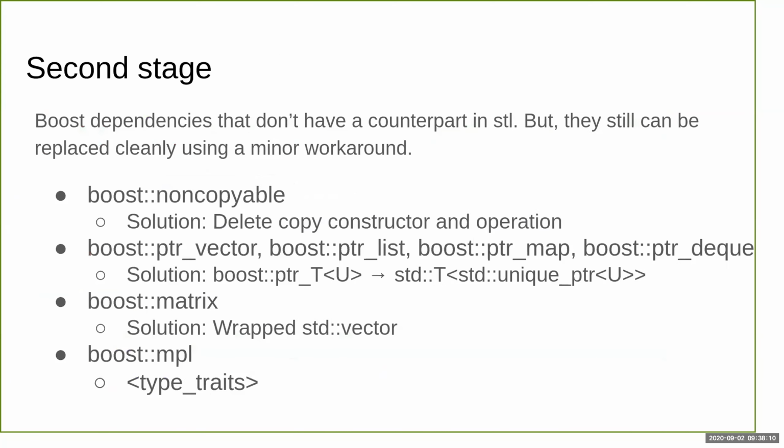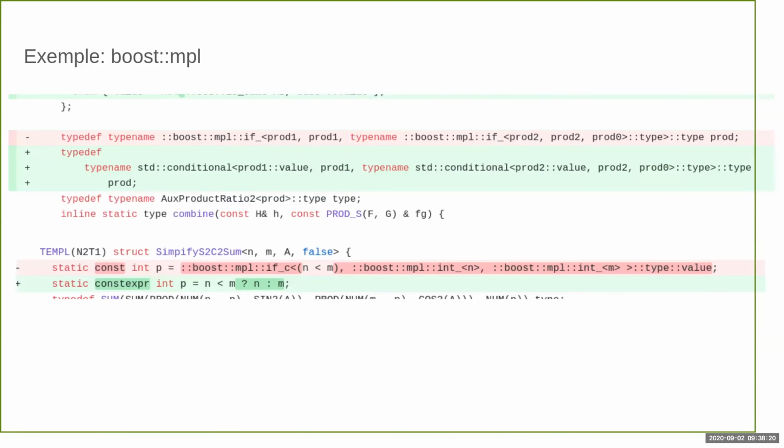There were a lot of those types of dependencies. For example, boost ptr_vector, boost matrix, boost MPL. Another code example is boost MPL. We can replace, for example, boost MPL if with std conditional or static constexpr expressions.